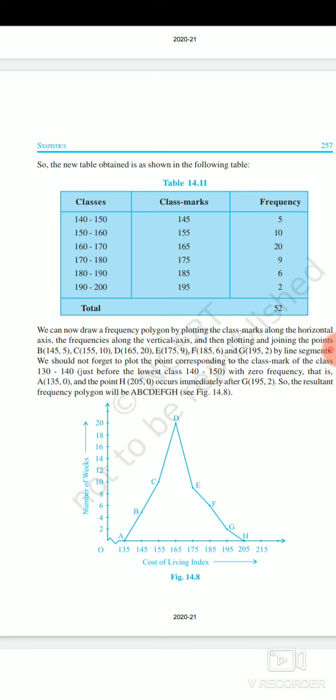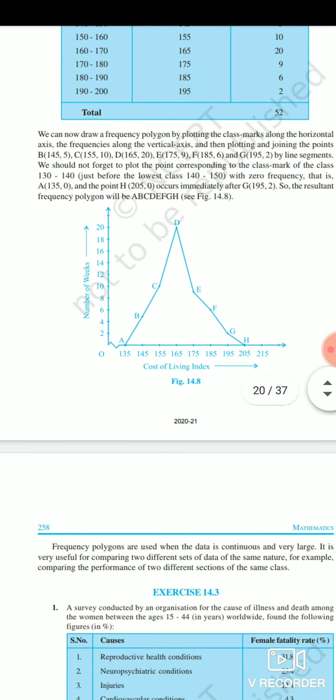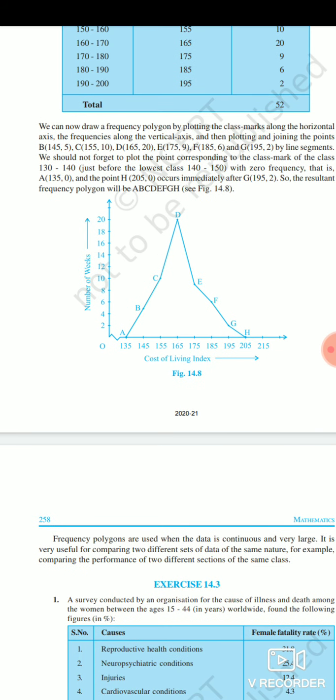Now just plot the points. After that join the points with lines, and you get the polygon, no? So this one is called a frequency polygon.